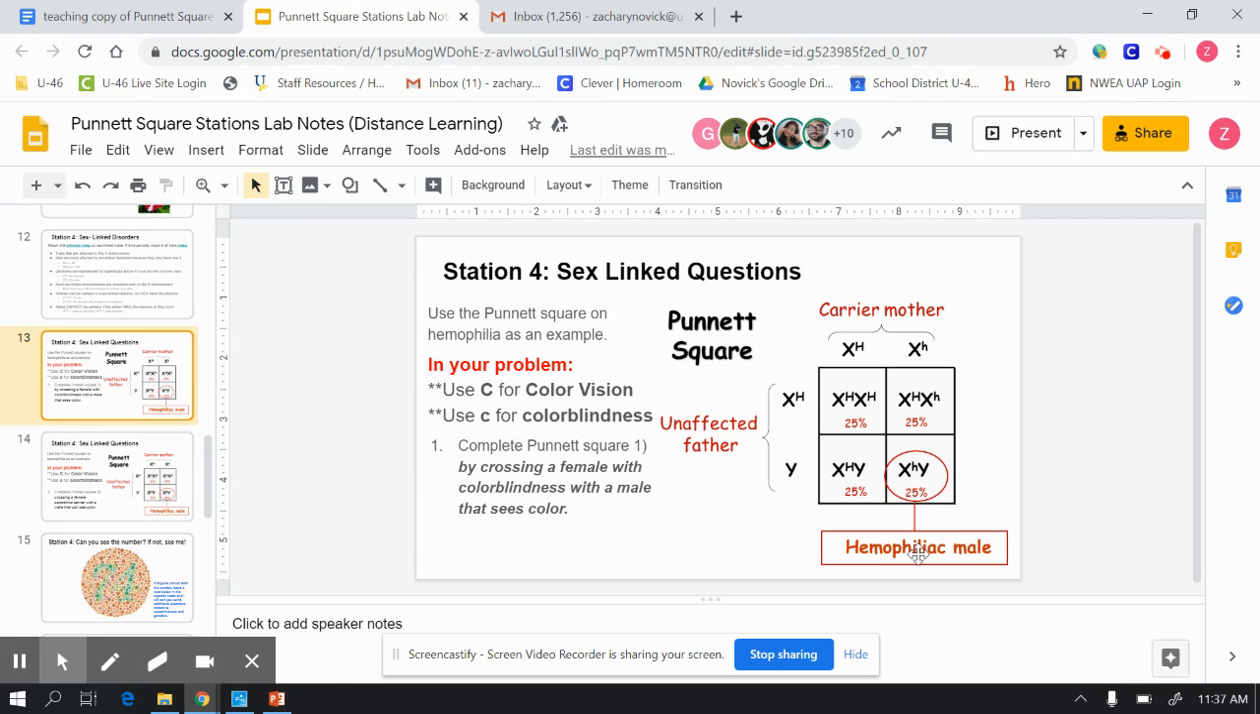Okay, I want to encourage you, now that we've hit this point in the video, if anything was unclear, just rewatch it or write down specific questions to ask. All right, and now we'll walk through one problem together. We'll go to number 1, and it says, in your problem, use C for color vision and lowercase c for color blindness. Now we're going to complete the Punnett square by crossing a female with color blindness with a male that sees color. All right, so let's start with this first sentence.